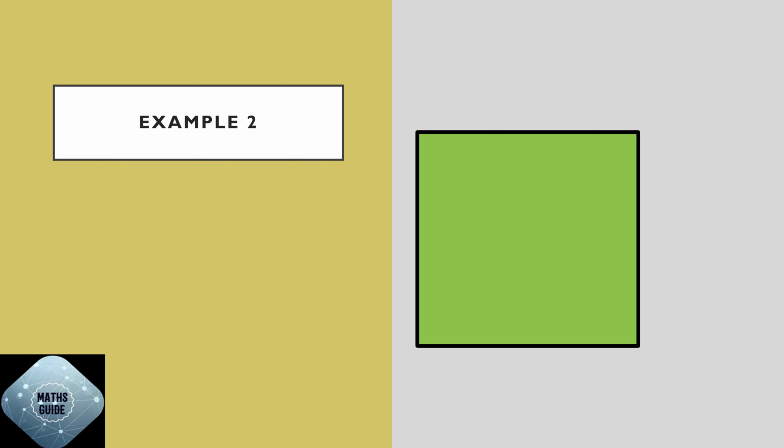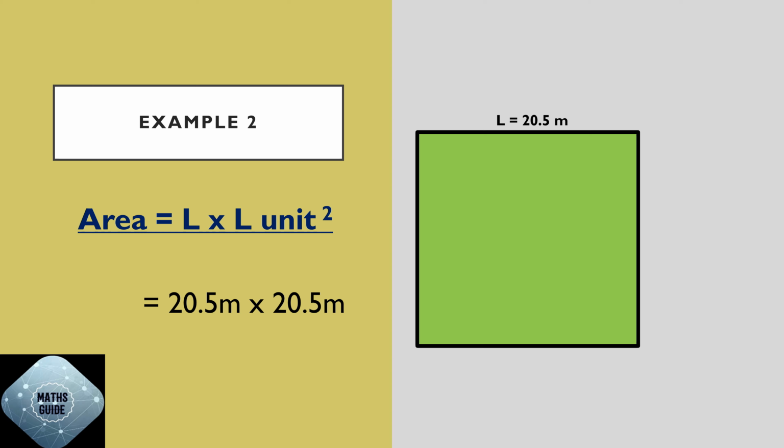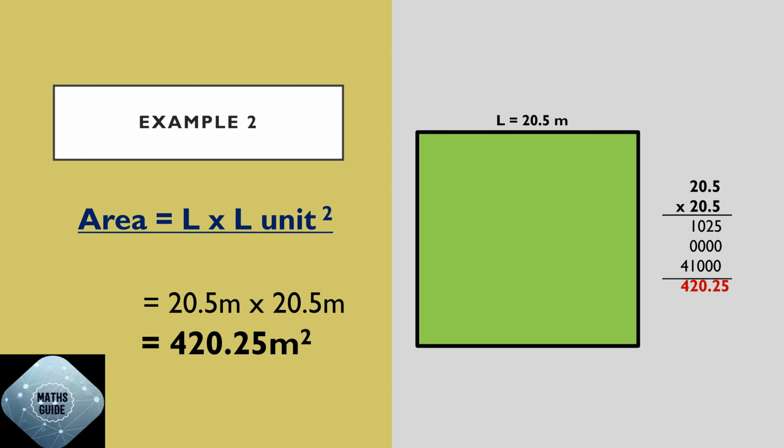Now there is another example for you. As you can see, a green square which has a length of 20.5 meters, and we have to find out its area. Remember the formula: length into length, unit square. Putting the value into the formula, 20.5 meters multiplied by 20.5 meters, we get 420.25 meters square. We can easily find this answer by the long multiplication method.